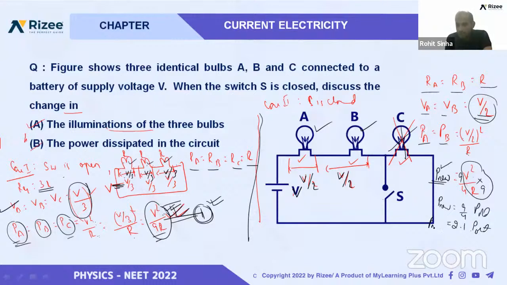That means what are we seeing? In the new case, there is more power consumption, twice the old power, or we can say more illumination. In the new case, the bulbs will glow more because they are consuming more power, as compared to this one. So we will say more illumination in the second case and more power consumption in the second case.